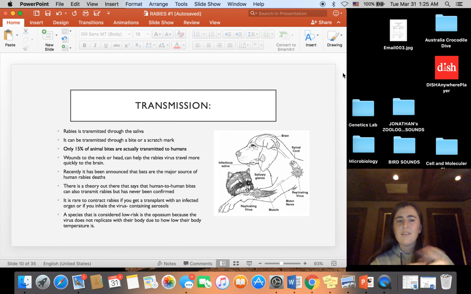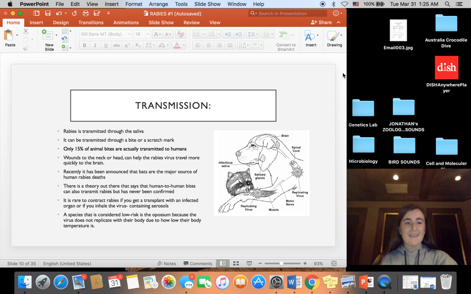So recently it has been announced that bats are the major source of human rabies death, and I think that has been confirmed in the last year or two. And then there's a theory out there that says that human-to-human bites can also transmit rabies, but it has never been confirmed. Then it can also be transmitted by a transplant, but that is very rare.